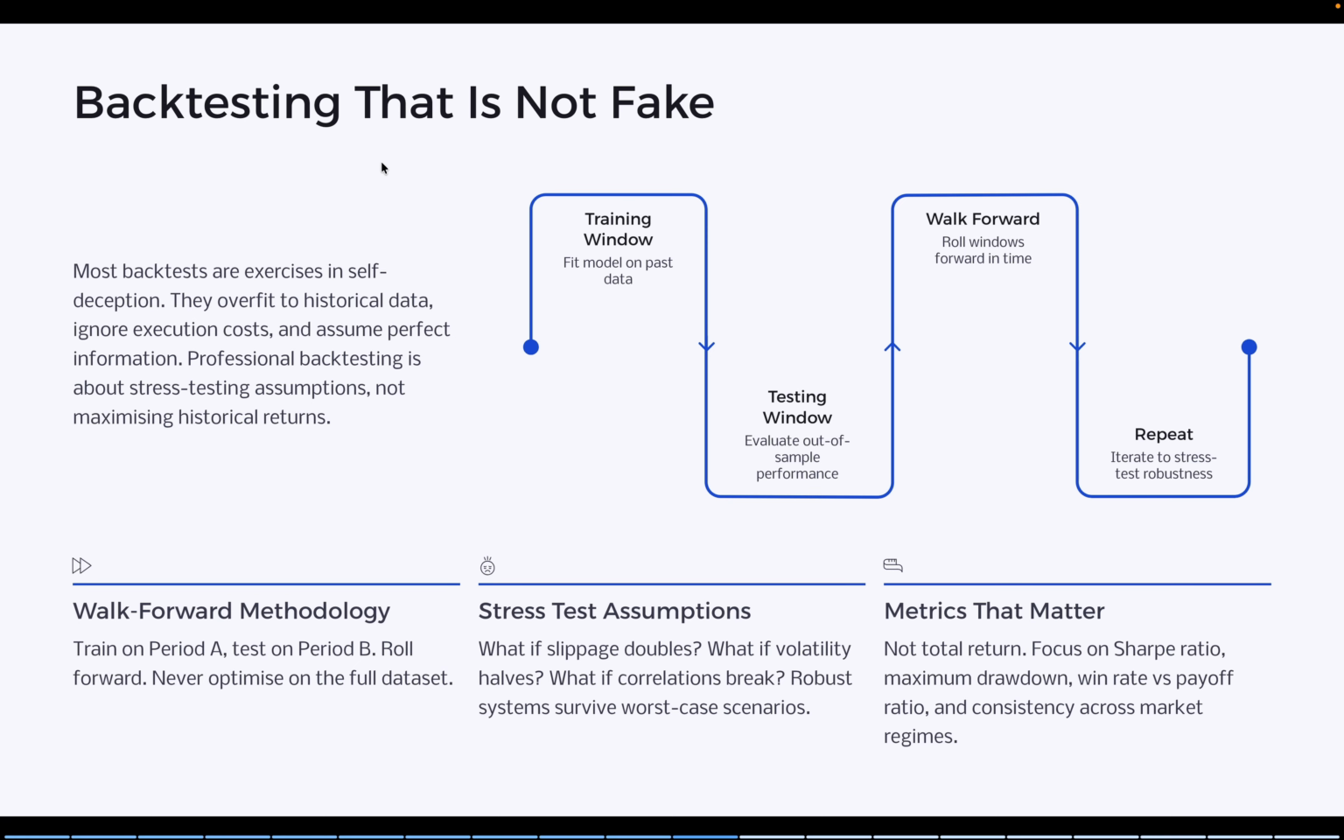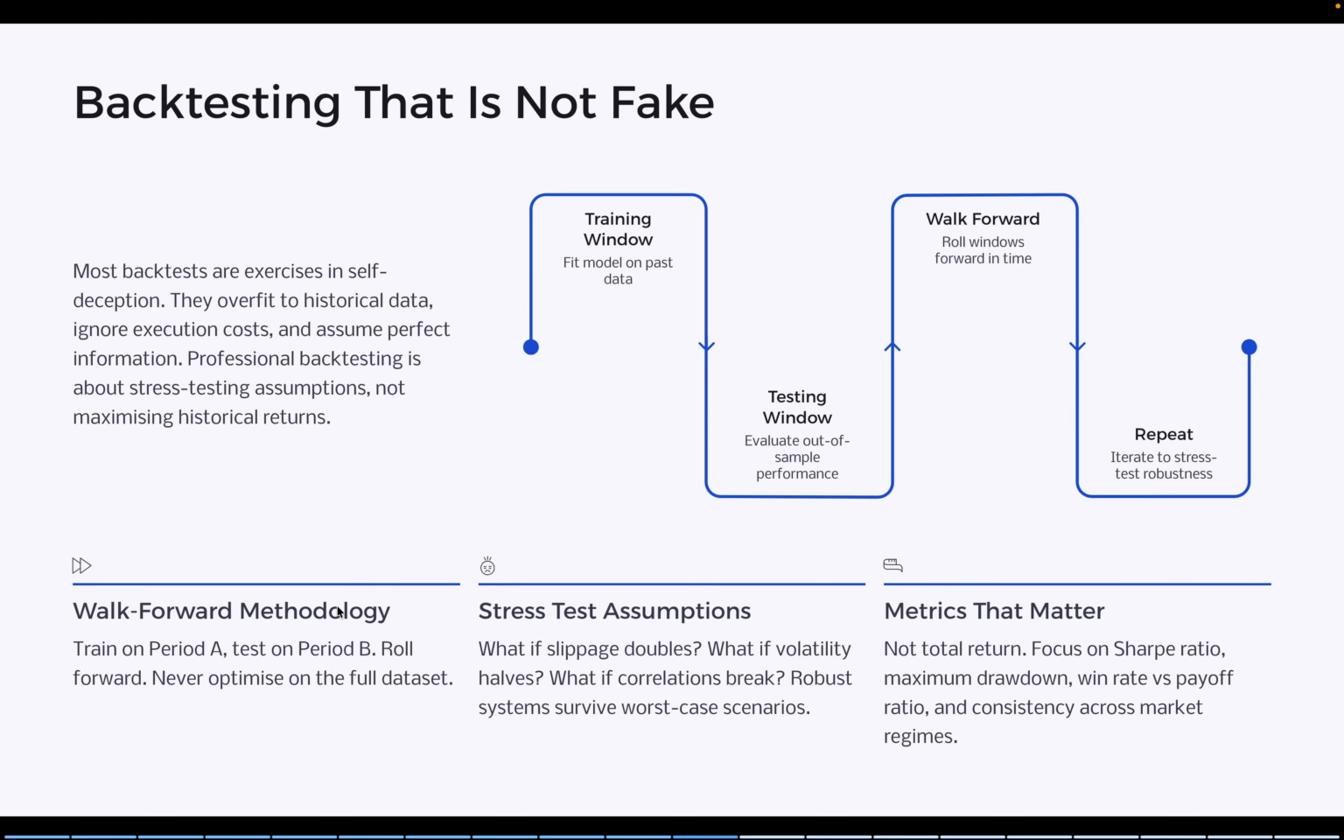So most backtests are exercises in self deception. They overfit to historical data, ignore execution cost, and assume perfect information. Professional backtesting is about stress testing assumptions. You need to stress test your assumptions, not maximize historical returns. So there are three modes that I would say you should go on.